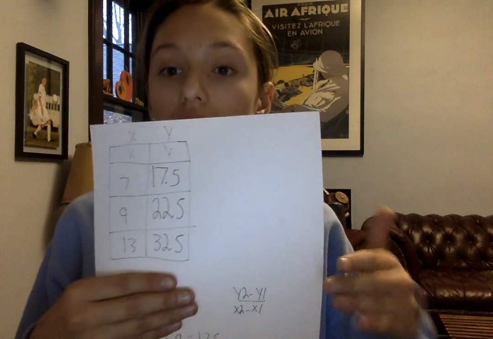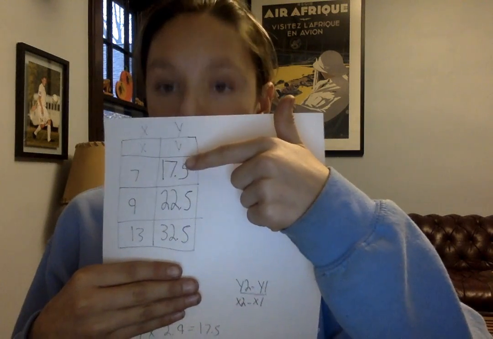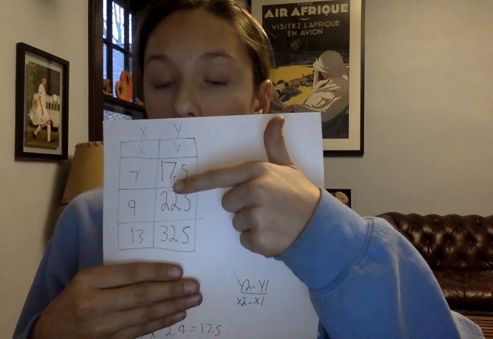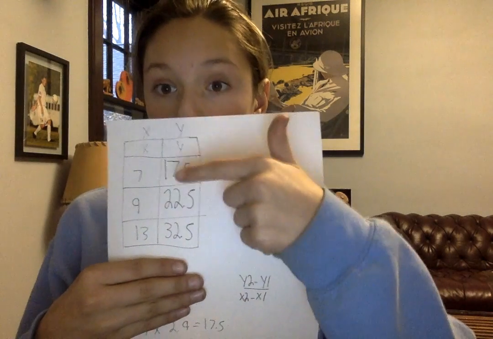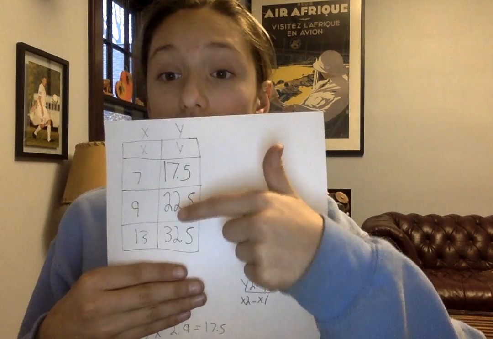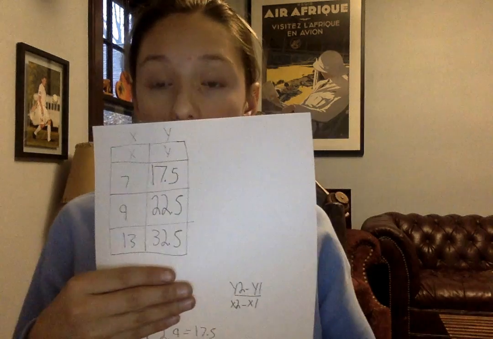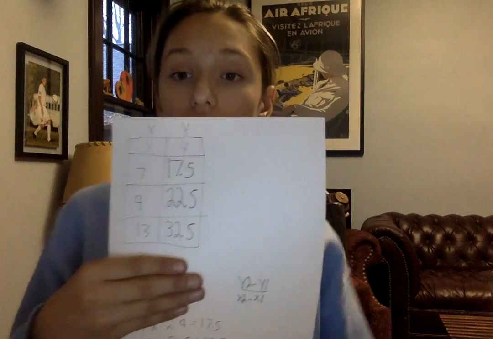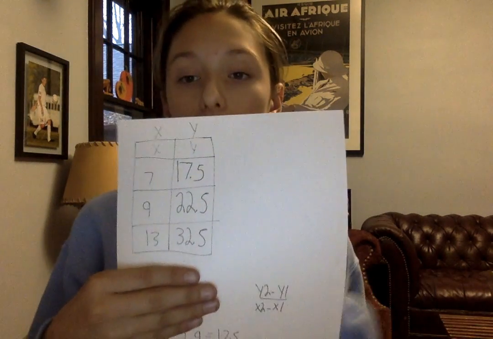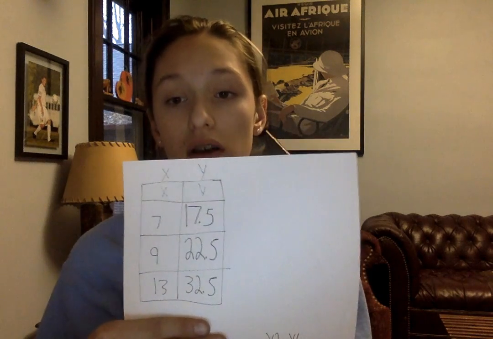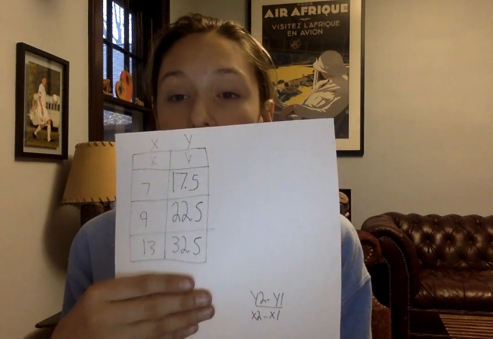Those 2 points have to be such that y2 is higher or bigger than y1, so it's below it on the table. I could do 22.5 and 32.5 as my y1 and y2, or I can do 17.5 and 22.5. It's whatever you want to do. I'm going to do 17.5 as my y1 and 22.5 as my y2.